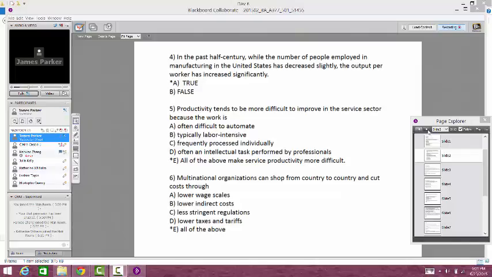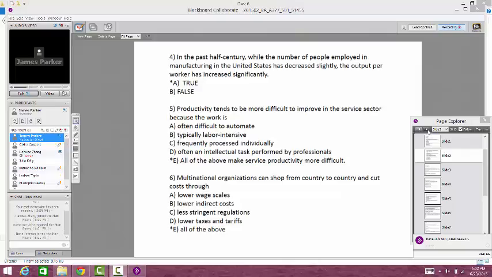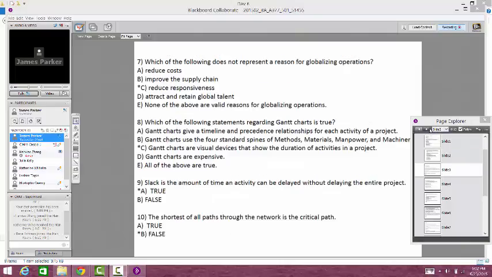Multinational organizations, again, a lot of times they'll go overseas for a variety of reasons, but the primary thing, initially at least, is the low wage scales. And then the others, in terms of taxes, tariffs. Unfortunately, we're actually seeing that happen here, as the United States ends up being one of the higher tax regions. Which of the following does not represent a reason for globalizing? So, reduced responsiveness obviously is the one that does not represent.